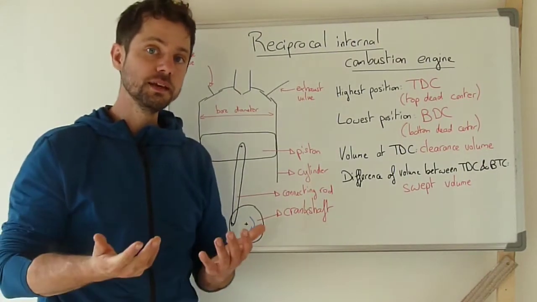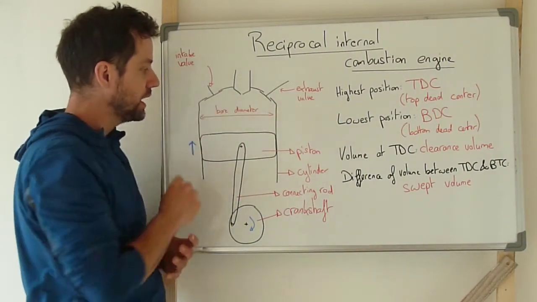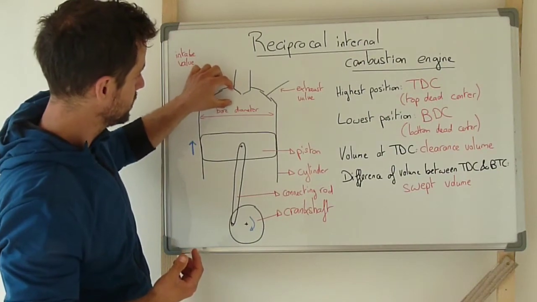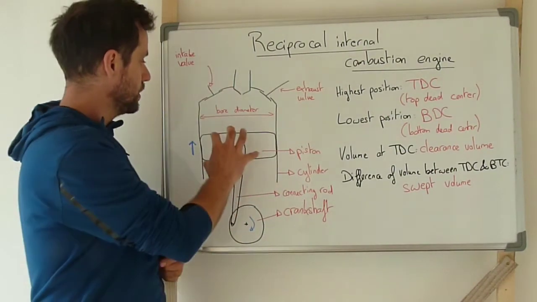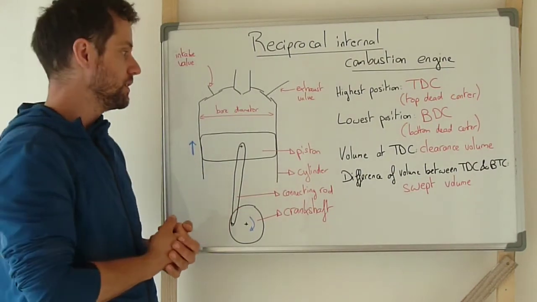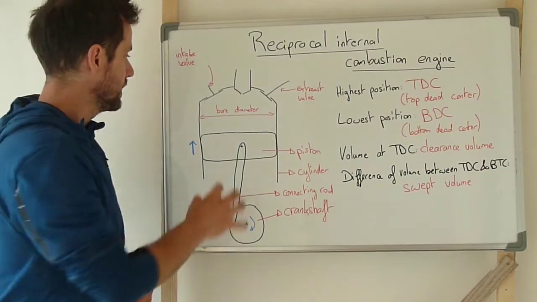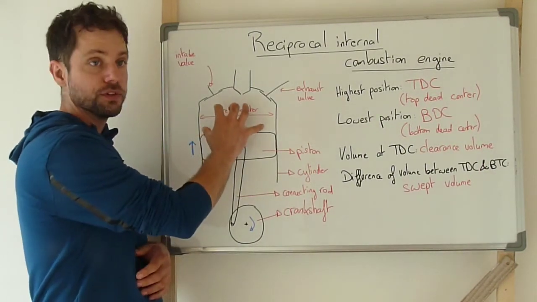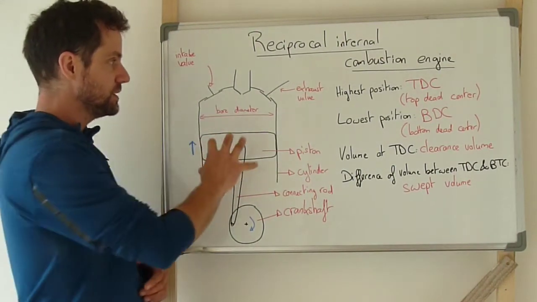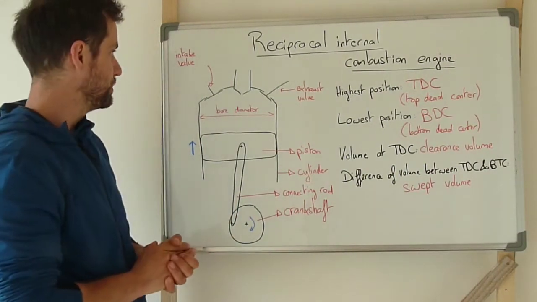Then there's also a name for the remaining volume that we have at the highest location of the cylinder above the piston when the piston is at the top dead center. The name of this volume is the clearance volume. Then there's also a name for the difference of volume between the top dead center and the bottom dead center, and this is called the swept volume.